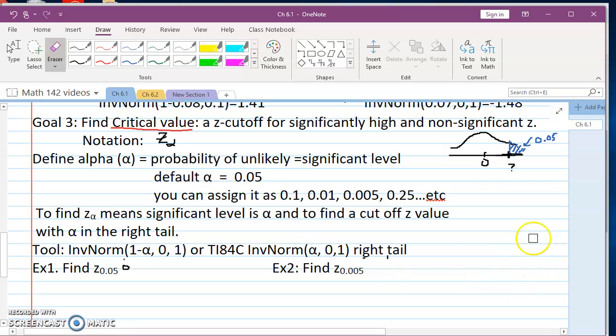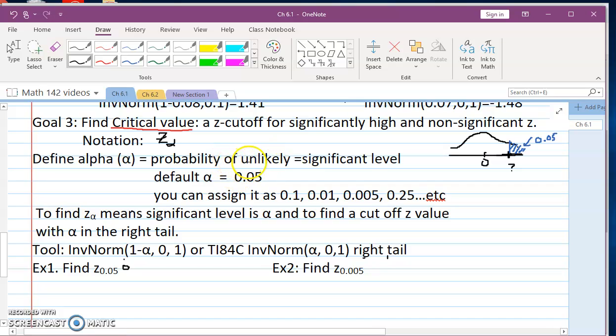Critical means that after this cutoff, on one side of it is non-significant. I expect to see it. It can occur by chance, but these are very unlikely. So we define a symbol called alpha, a variable for the probability of unlikely. The default is 0.05, but we can assign it as 0.1, 0.01, sometimes as low as 0.005. Maybe you can do it at 0.0001 also.